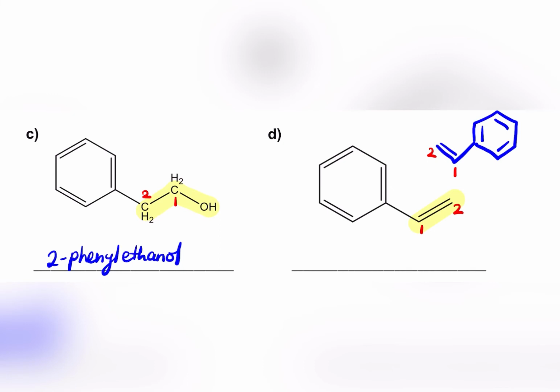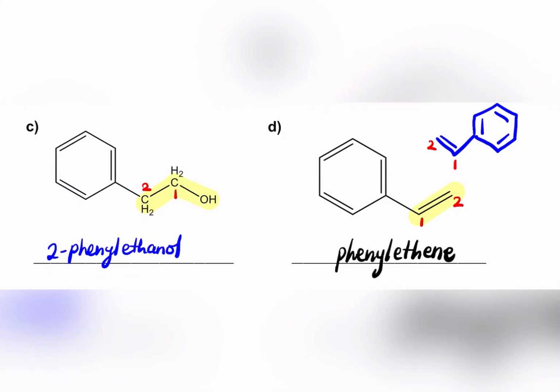So in this case, whichever side you want, it doesn't matter. So the naming can be without the number. So my full name will be phenylethene. This is because phenyl will always be at first carbon and ethene will always have 2 carbon atoms.